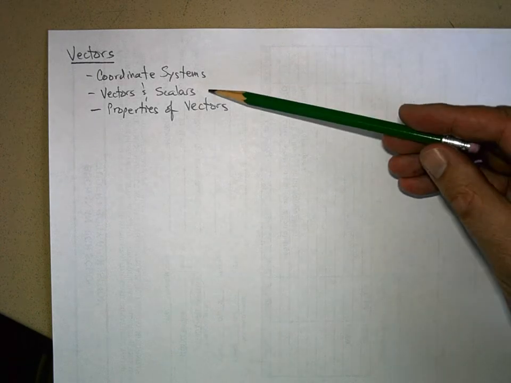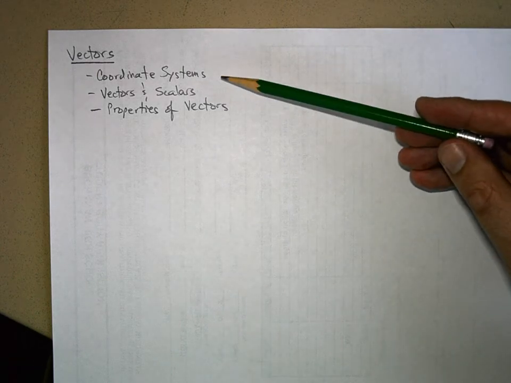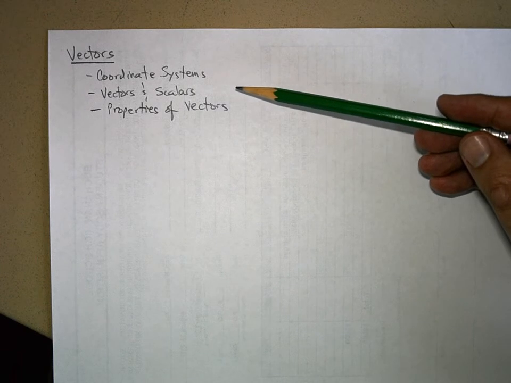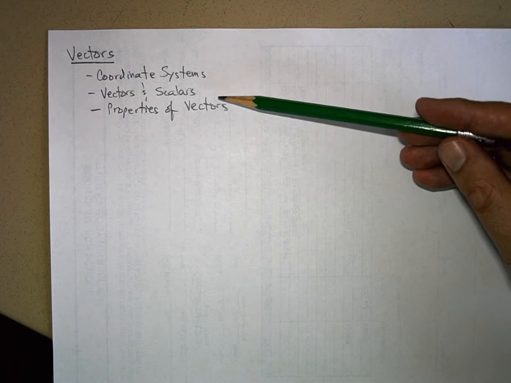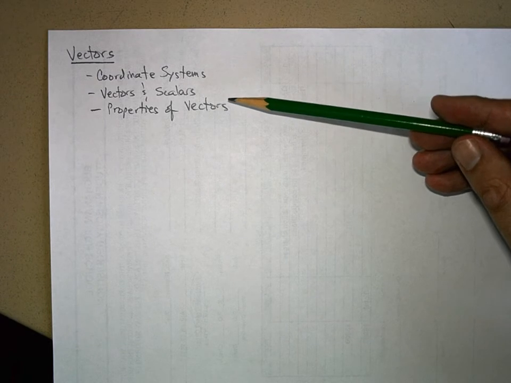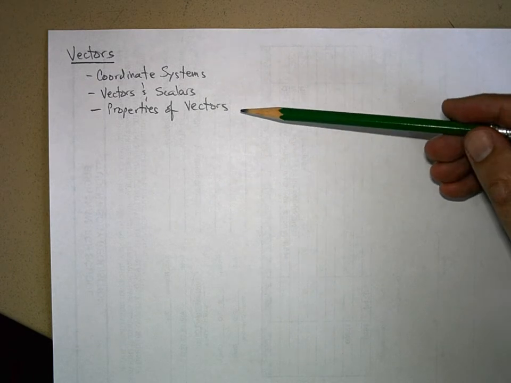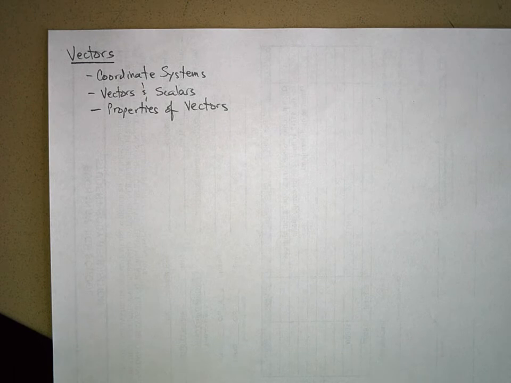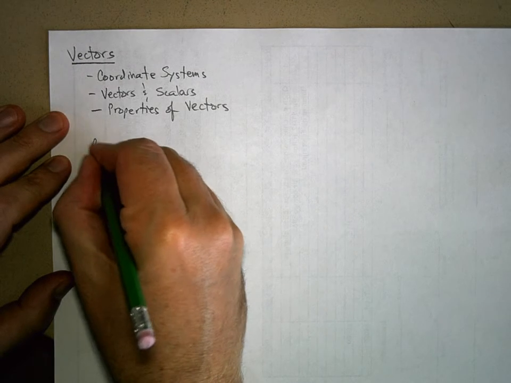We'll talk a little bit about vectors and scalars, and coordinate systems. When I say coordinate systems, I'm talking about either using rectangular coordinates or polar coordinates. And then we'll talk about some properties of vectors, for vector addition, subtraction, and so on. Okay, now we already have talked about vectors a little bit. Let's review a bit.